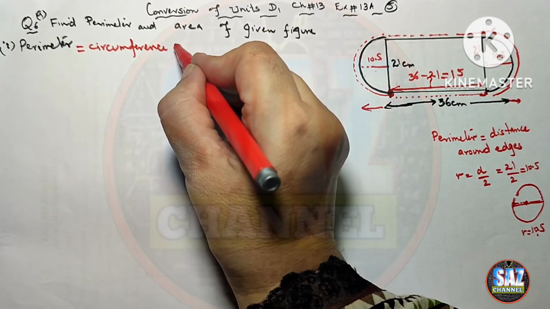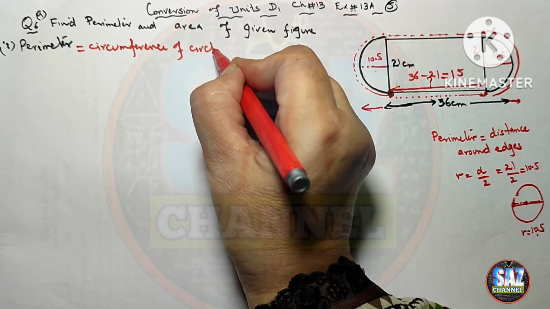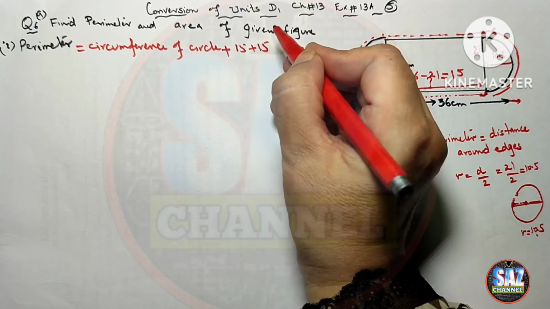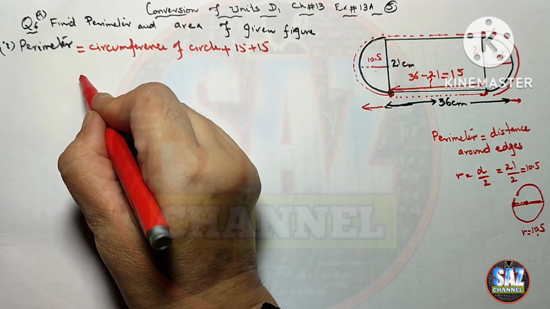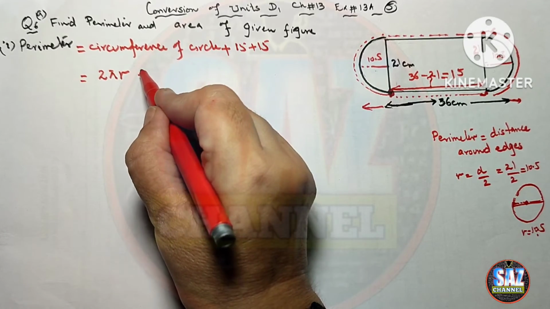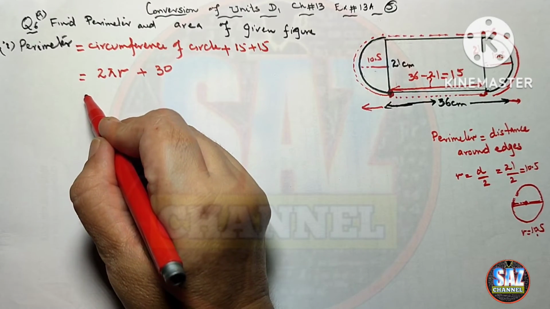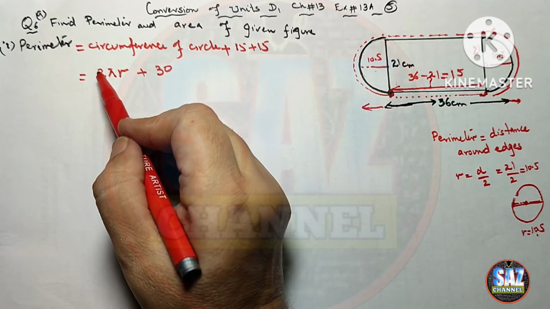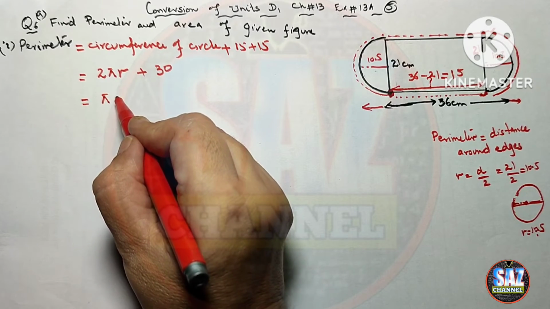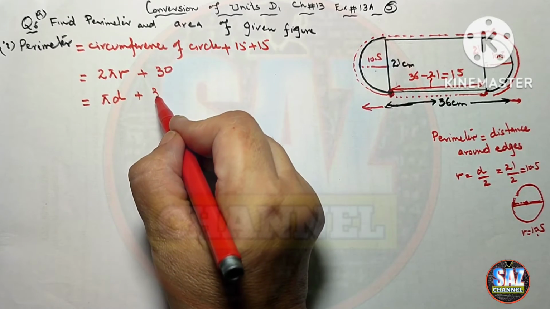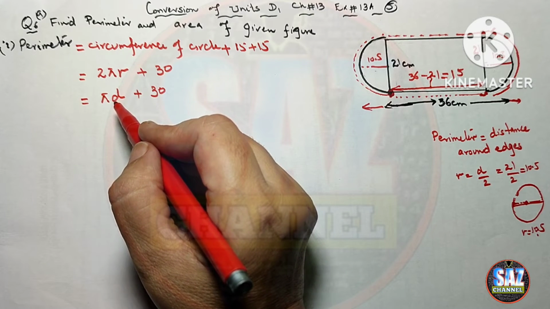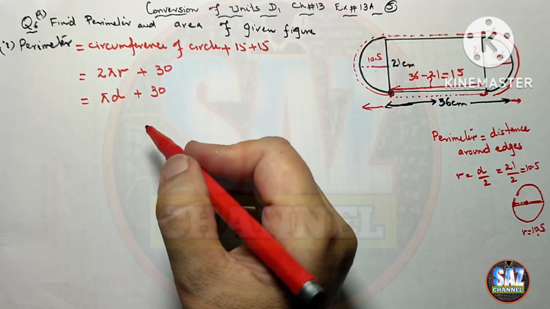plus 15 plus 15. Now the formula for the circumference is 2 pi r, plus 30. 2 pi r, where 2r becomes d, so pi d plus 30. Now he is not asking for the value of pi in this question.